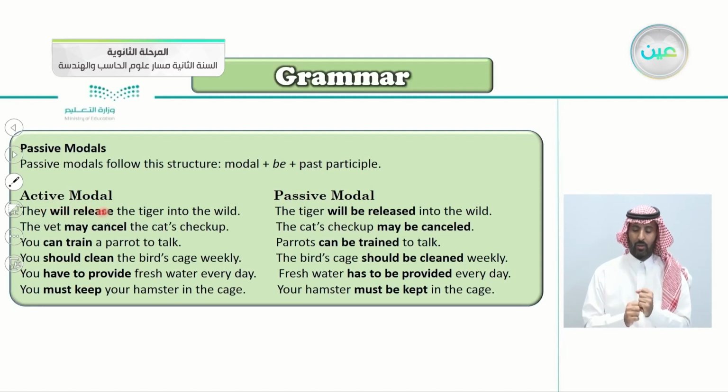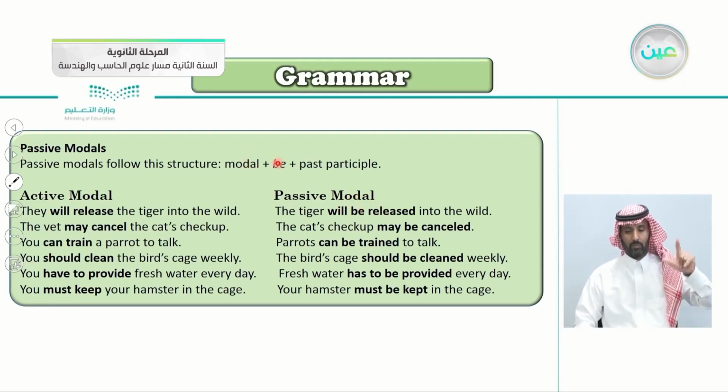They will release the tiger into the wild. Of course, the modal here is will, yes, and the verb is release. And the subject is they, and the object is the tiger. How do we change from active modal to passive? So we begin with the object, the tiger will be released. Will, this is the modal, be, and the verb with the past participle is released into the wild.